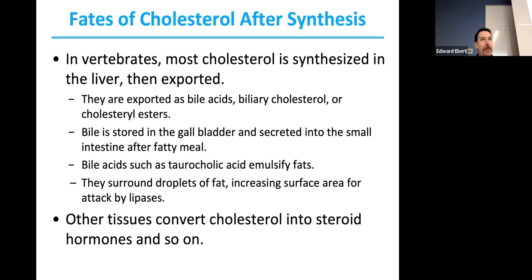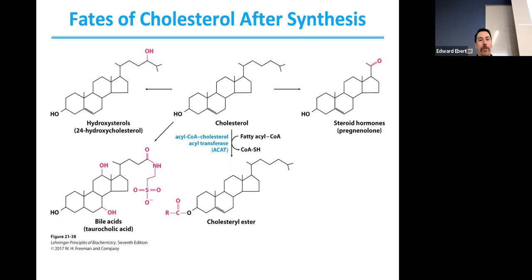But if you eat a big fatty meal, your gallbladder is going to secrete bile to help you digest and stabilize, make these bile acids so that you can transport cholesterol. These are things like taurocholic acid. They're going to emulsify these fats. They surround droplets of fat, increasing the surface area. So you basically have this big droplet of fat, and then lipases can start chewing them up. Other tissues will then work on converting the cholesterol into steroid hormones and so on.